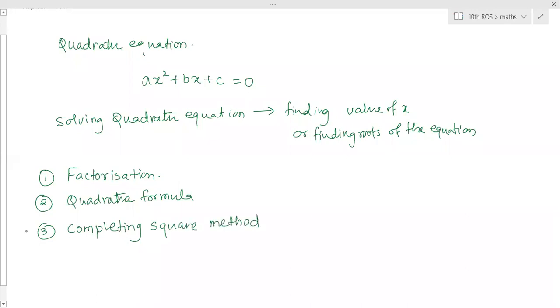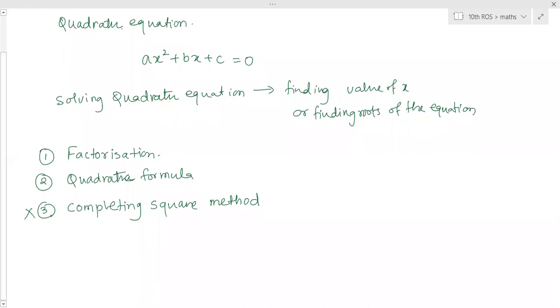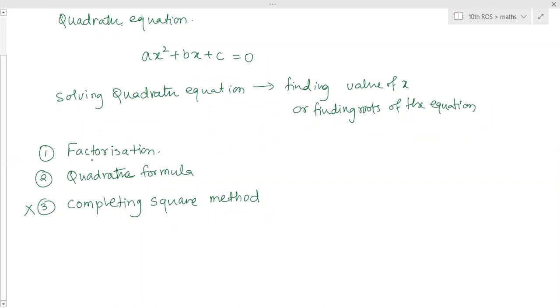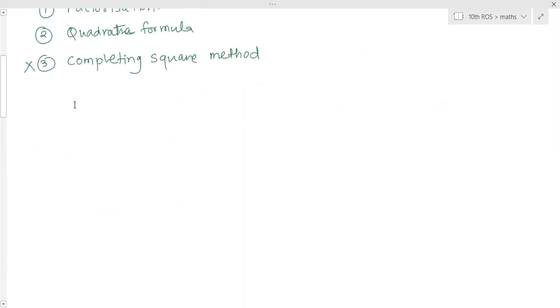The third method has now been removed from your syllabus since last year. But I will still explain one or two questions on how it is done, because sometimes the school people will ask. I don't know why. So we are learning the factorization method and the quadratic formula method. Now, what is the quadratic formula?